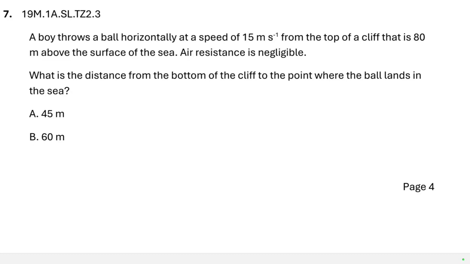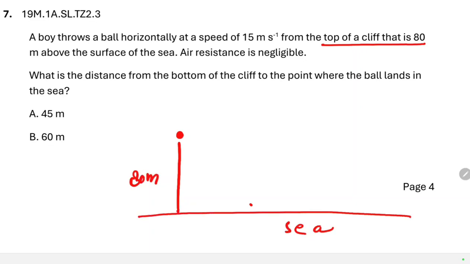A boy throws a ball horizontally at a speed 15 meter per second from the top of a cliff. Very good. Let me draw a cliff 80 meter above the surface of sea. Okay, this is sea. Nice. This ball is launched horizontally with a speed 15 meter per second. Cool. How will this ball go? So it will of course cover a parabolic path, or it will land something like this, right?